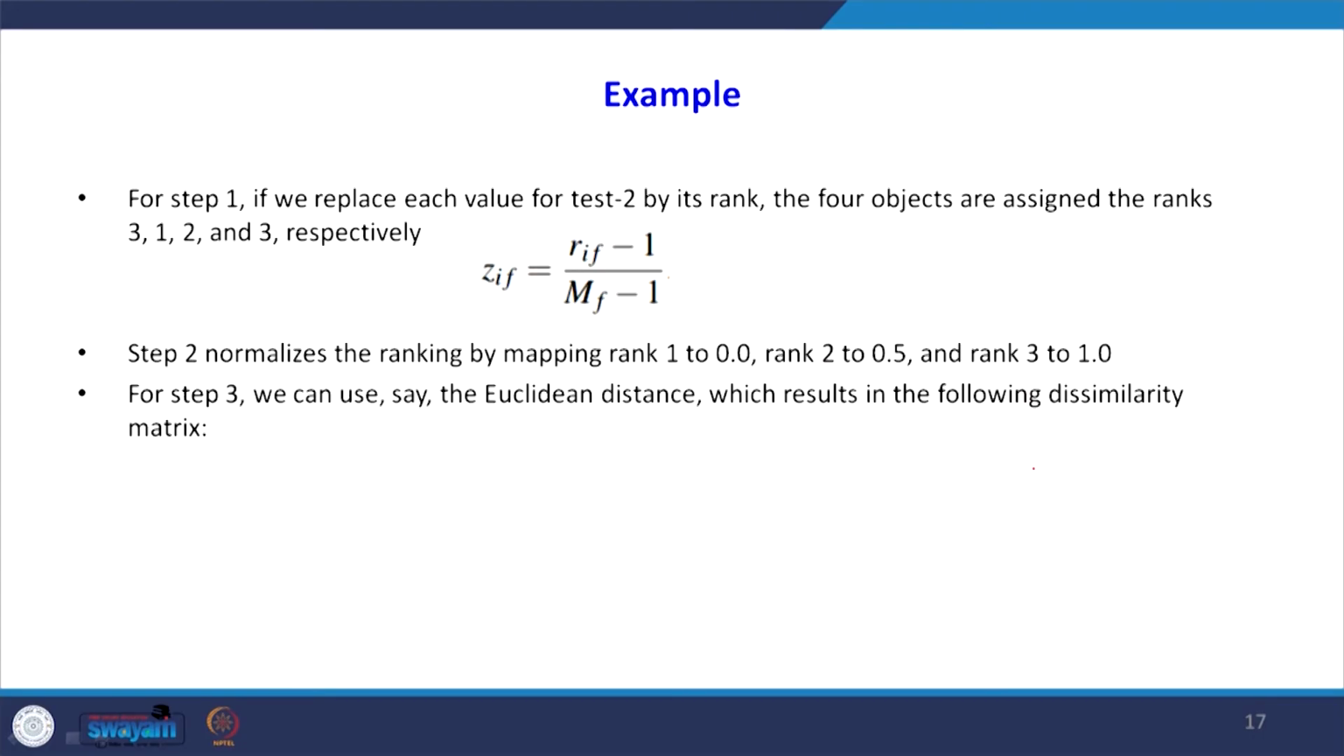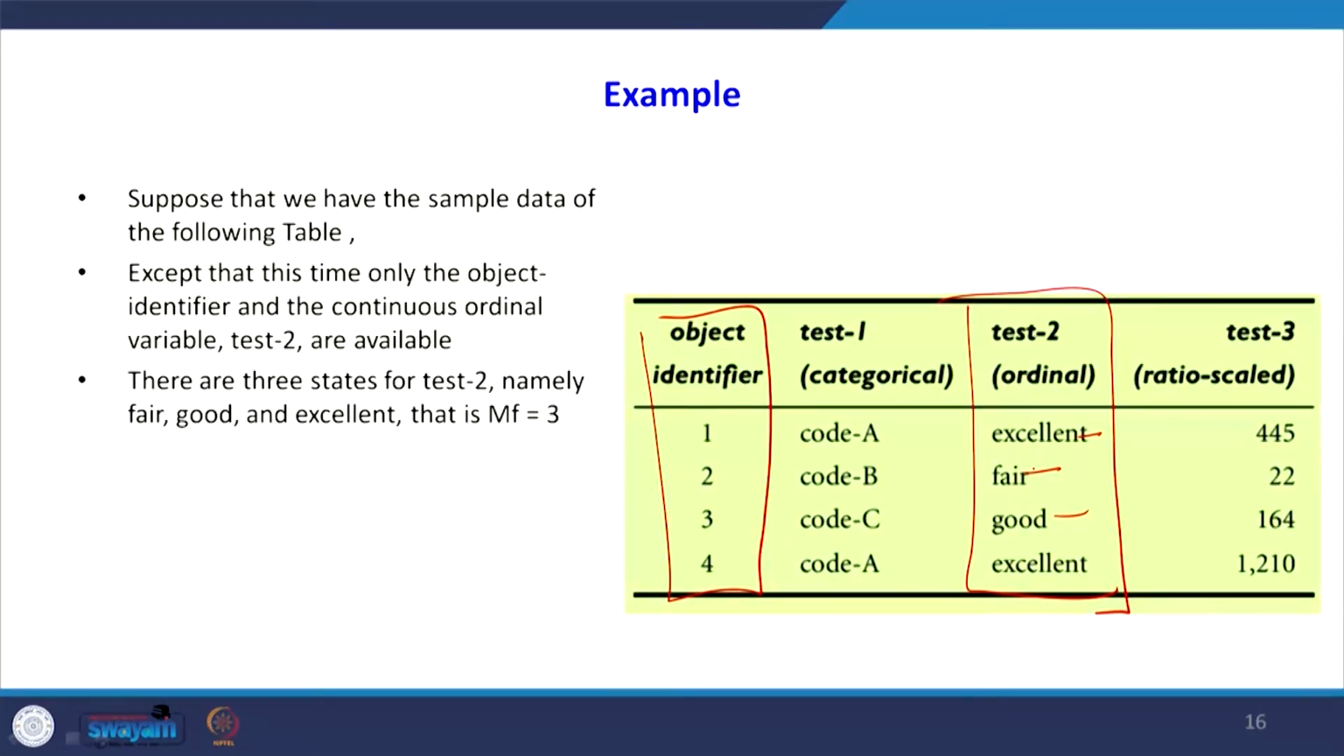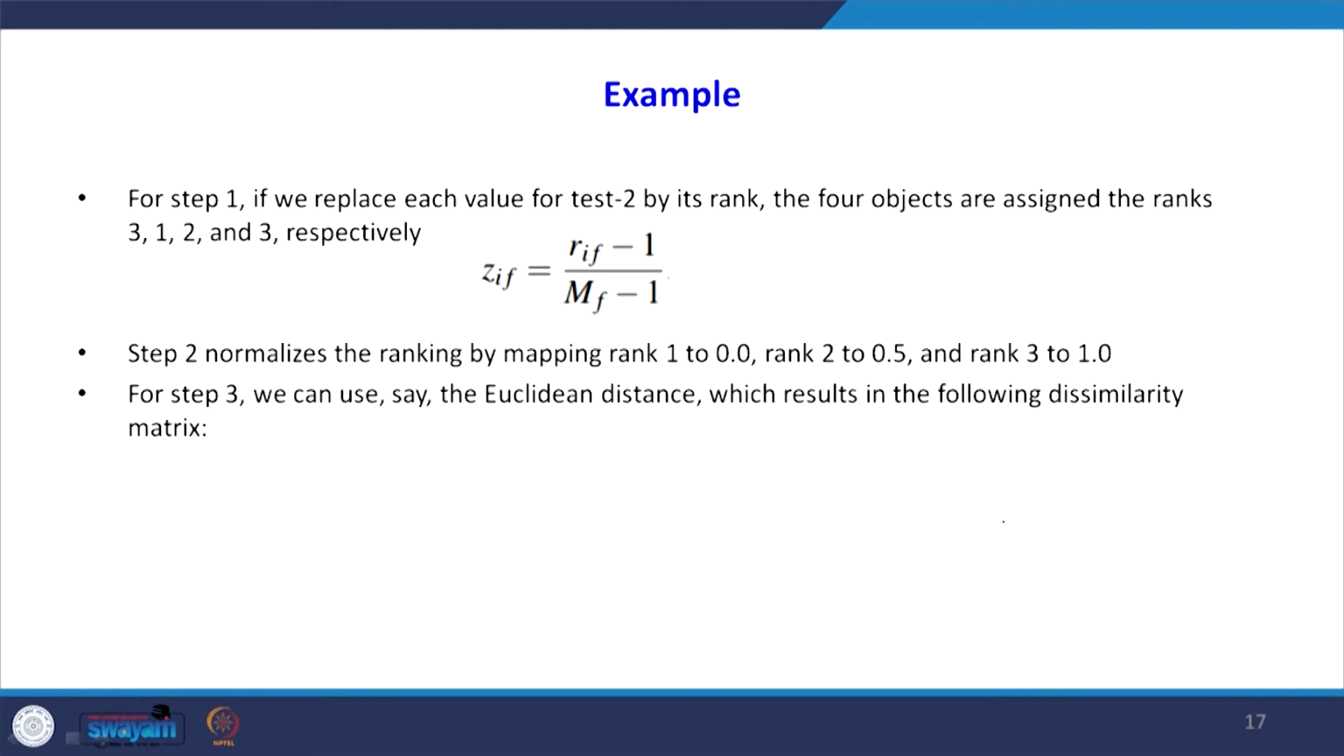Step 1: if we replace each value of test 2 by its rank, the 4 objects are assigned the ranks 3, 1, 2, 3 respectively. How do we get 3, 1, 2, 3? This is 3, this is also 3, this is 1, this is 2. How are we ranking this variable? 1 is fair, 2 is good, 3 is excellent. That is why we got 3, 1, 2 and 3.